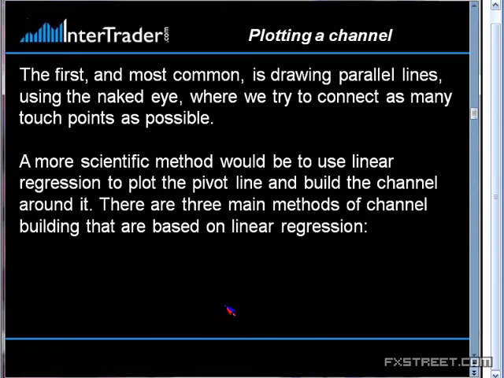So again, when I say join in these particular channels or in your trend lines, just put in whatever works for you. Whatever looks right to you, it means it probably is right. Whatever you're comfortable with. There are more scientific methods that we can use, and we're going to go through them in a minute. We can use linear regressions to plot the pivot point and build the channels around that. But again, in my personal experience, the best way to plot any kind of level or any kind of channel is just to use your naked eye.